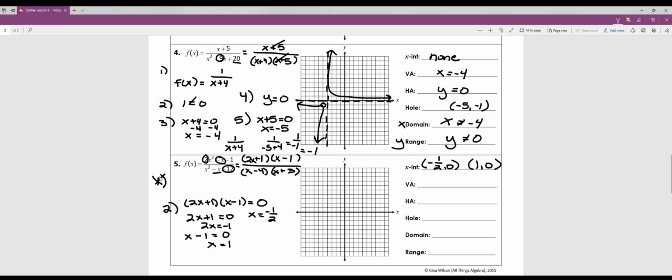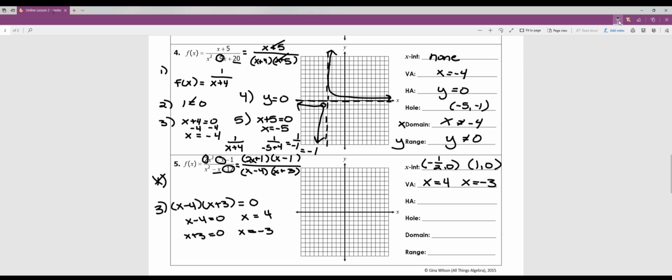Step 3, and I'm running out of room here, so I'm going to erase some stuff. Step 3 is finding our vertical asymptote, and we find that by setting the denominator equal to 0. And again, I have a double parentheses here. So when I set my denominator equal to 0, (x minus 4)(x plus 3), I have to again set each parentheses equal to 0. So x minus 4 equals 0 and x plus 3 equals 0. So that's going to give me x equals 4 and x equals negative 3. So I have two vertical asymptotes here.